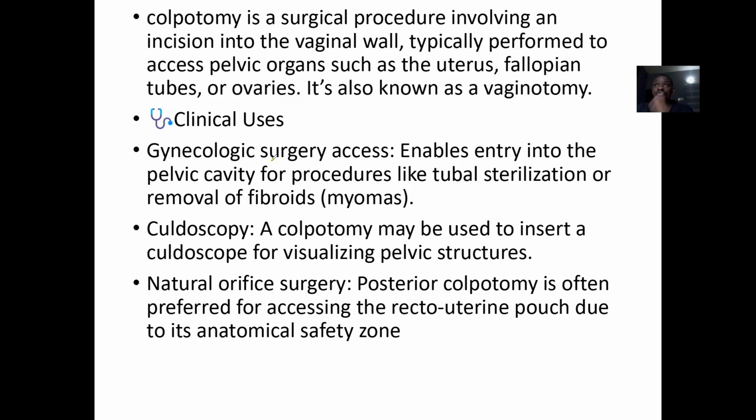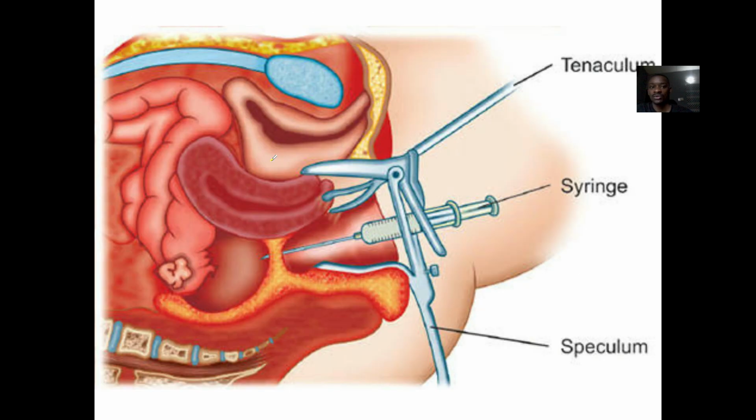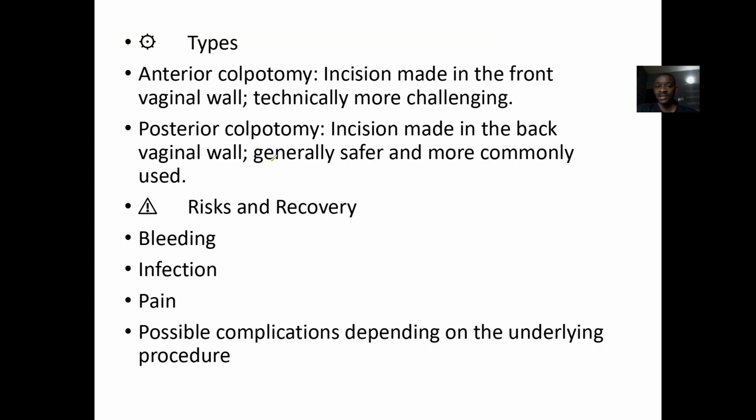Sometimes you want to do some procedures on the urinary system. So you just go through the vagina, instead of going through the stomach, which would be so much work. So types: you have anterior colpotomy, which is an incision on the front part, and posterior colpotomy, which is an incision in the back part.